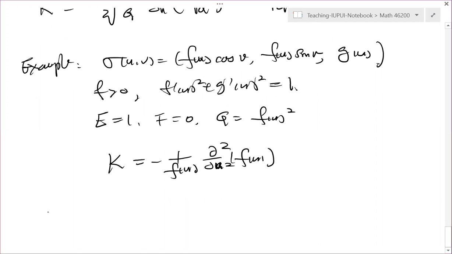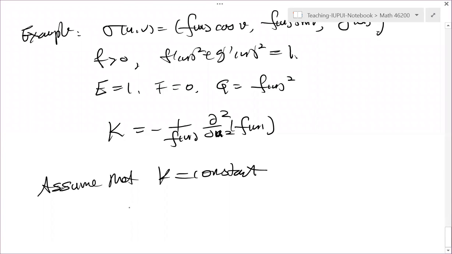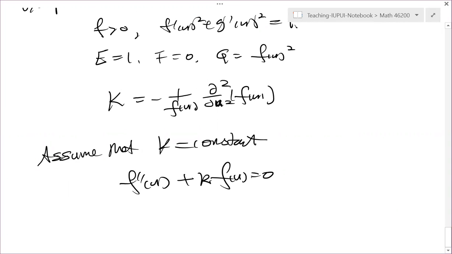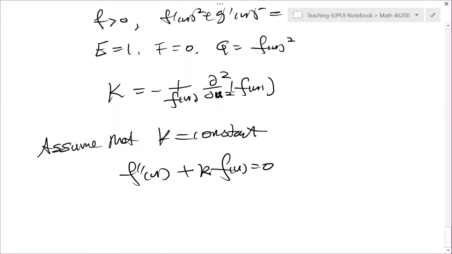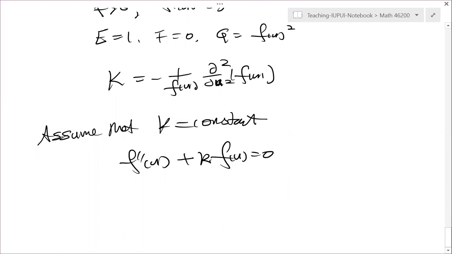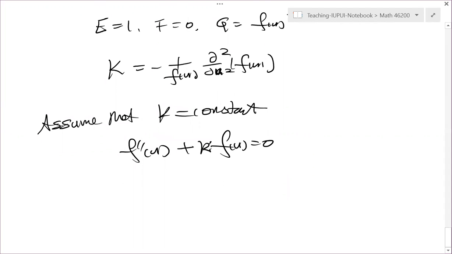Now assume that K is constant. Then the above equation becomes an ODE. As long as you can solve it, you get a surface of revolution with constant Gaussian curvature. And there's a general solution for this.